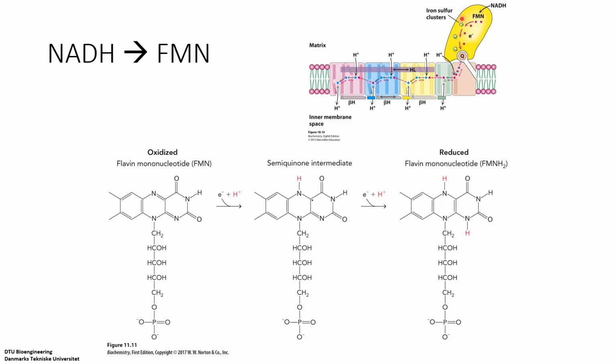So that's the FMN. And where do these electrons come from? They are donated from the NADH, which is then oxidized into NAD. So this reduction here leads to the oxidation of NADH.